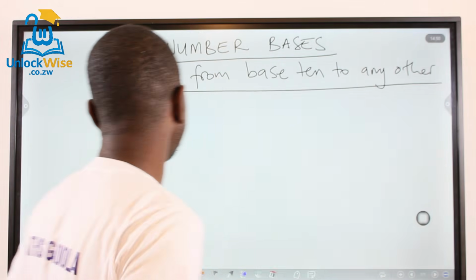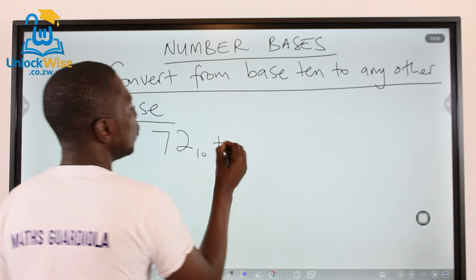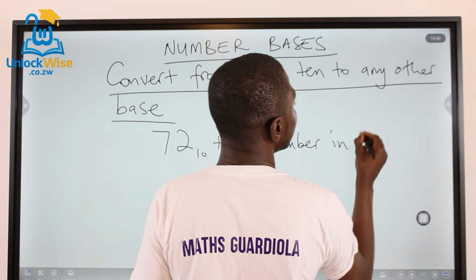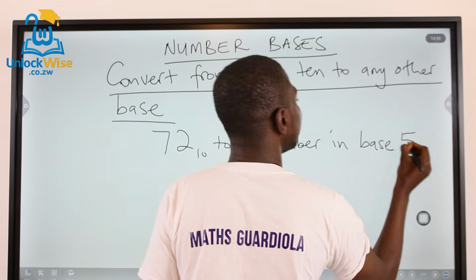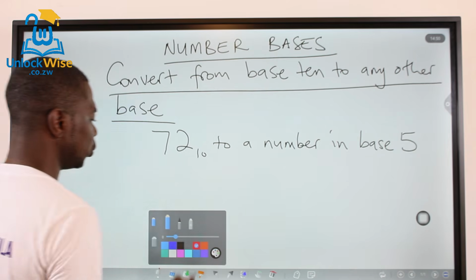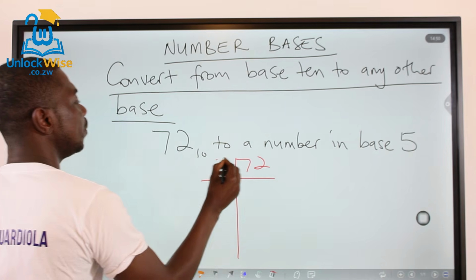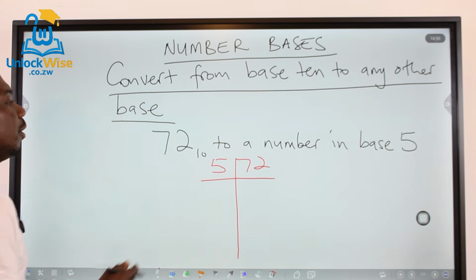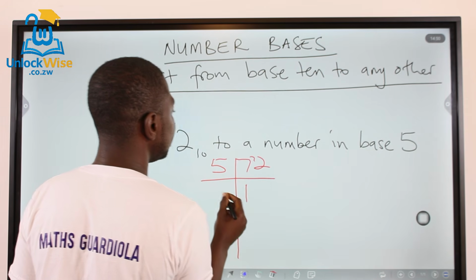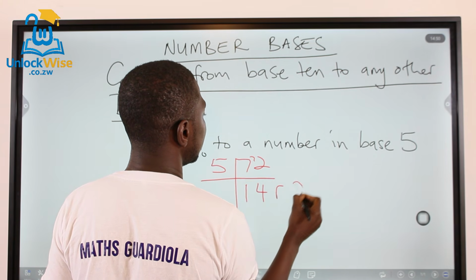For example, let's say we want to change 72, which is in base 10, to a number in base 5, right? So what you are going to do is we are going to say 72, and you will divide by the new base number, which is 5. 5 into 72, we get 1 here, remainder 2.